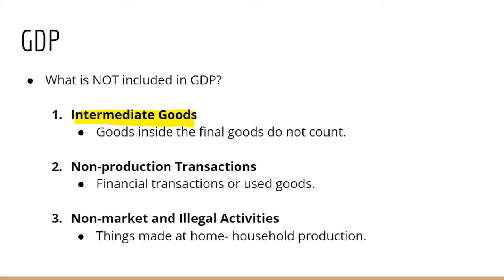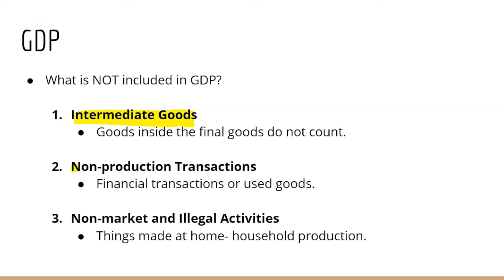The new 2021 Nissan, when it's sold, counts towards the nation's GDP. However, the rubber used to produce the tires, the glass used as the windshield, the steel used as the frame of the car, all those resources that were used to produce the final 2021 Nissan are considered intermediate goods and are not part of the GDP itself. So they're not included in the calculation of the GDP.